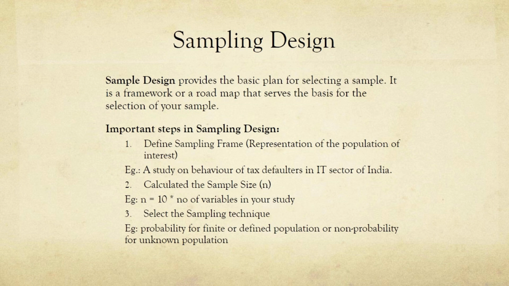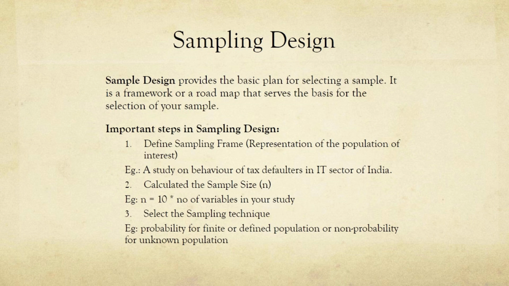Let's say that your population is all those people who are tax defaulters in the IT sector. So you will have a list of all those people from the tax department, those who are tax defaulters in the IT sector. Now that list is called your sampling frame. But in your sampling frame, you cannot go to each person and judge their behavior. So what do you do? From your sampling frame, you select a number, and that is exactly what your sample size will be. Your sample size will be determined.